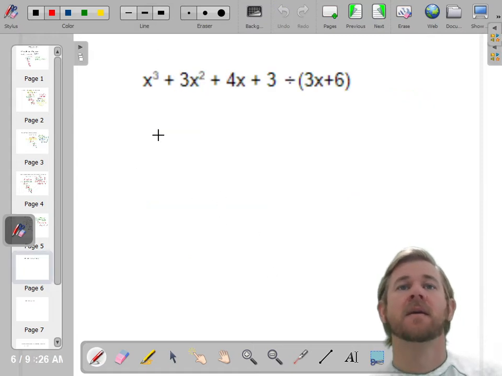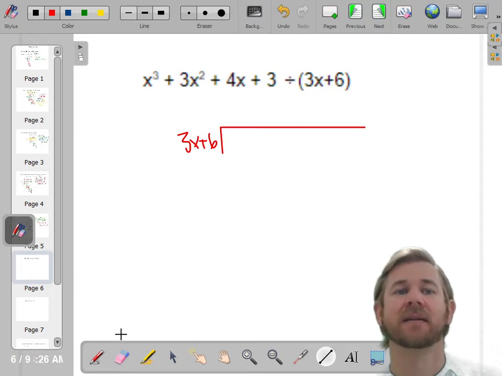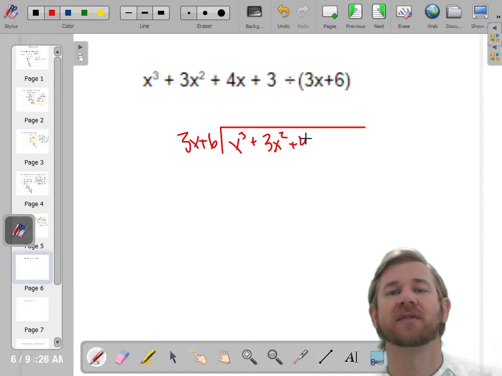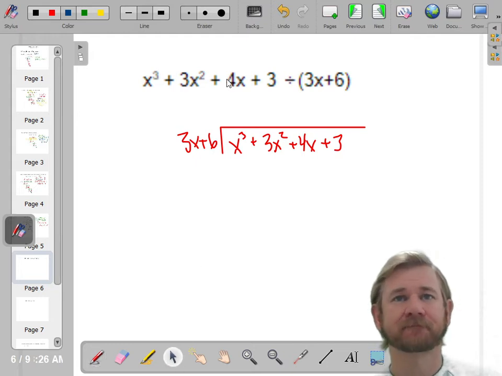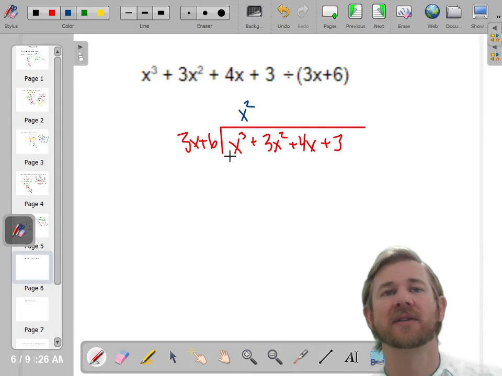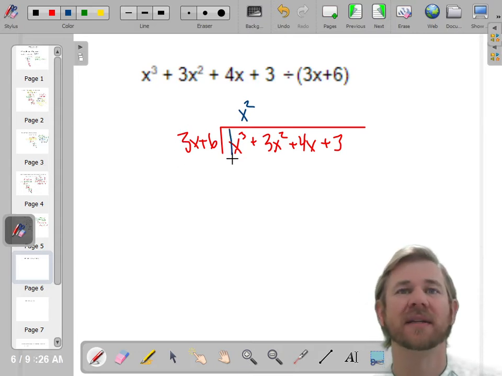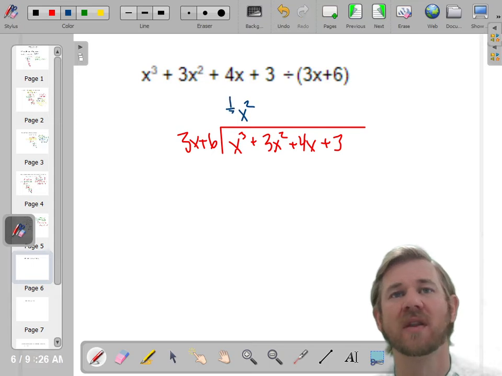Another one. Okay, so 3x plus 6 is my divisor. My dividend is x cubed plus 3x squared plus 4x plus 3. And now we start to go through here. But this one's going to be a little trickier because x times x squared gives you x cubed, but 3 times what gives you 1? You actually need to divide by 3. So I'm going to write that as 1/3.